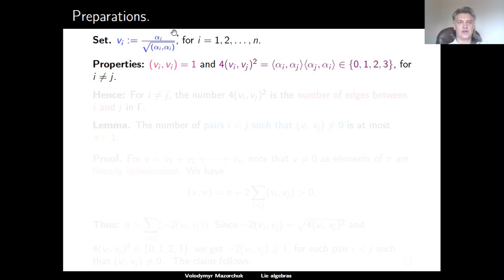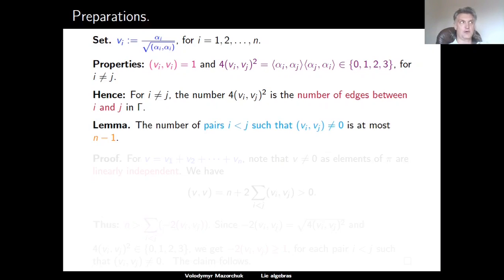Observe that from the properties of the root systems which we know, it follows that 4 times the scalar product of vi and vj squared equals exactly the angle bracket between i and j times the angle bracket between j and i, and hence is a positive integer 0, 1, 2, or 3. And this is true for any i different from j. Therefore, from our definition of a Dynkin diagram, this number 4 times the scalar product of vi and vj squared is exactly the number of edges between the vertices i and j in our diagram gamma.